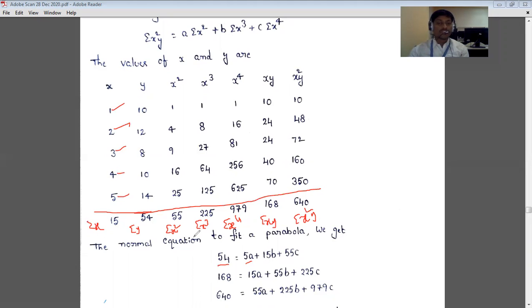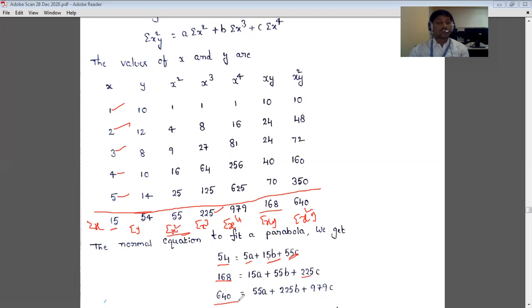And next, b summation x. Summation x how much? 15. So 15b. And c summation x square, so x square is 55c. Next, summation xy, how much? 168. So 168. And next coming to this, here what we wrote: a summation x plus b summation x square plus c summation x cube. So this is x cube, so 225c.